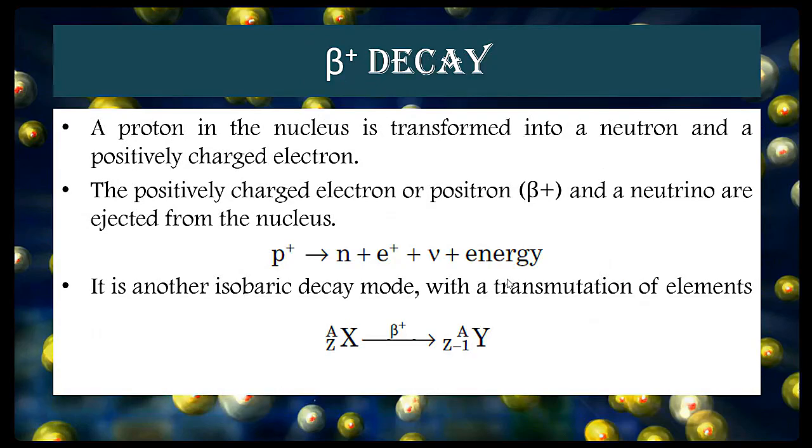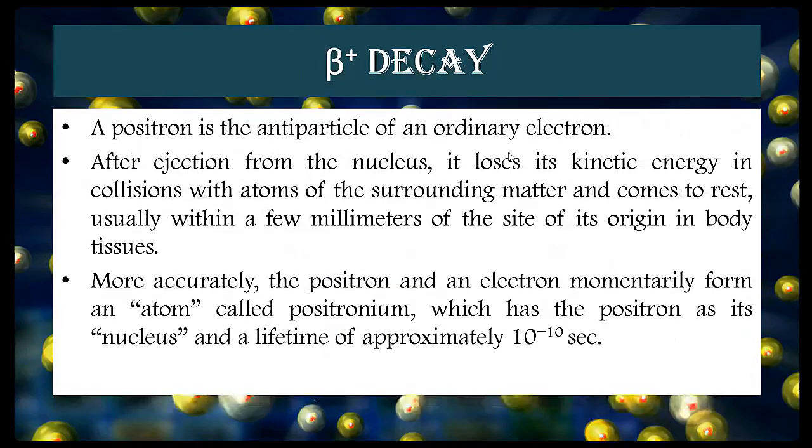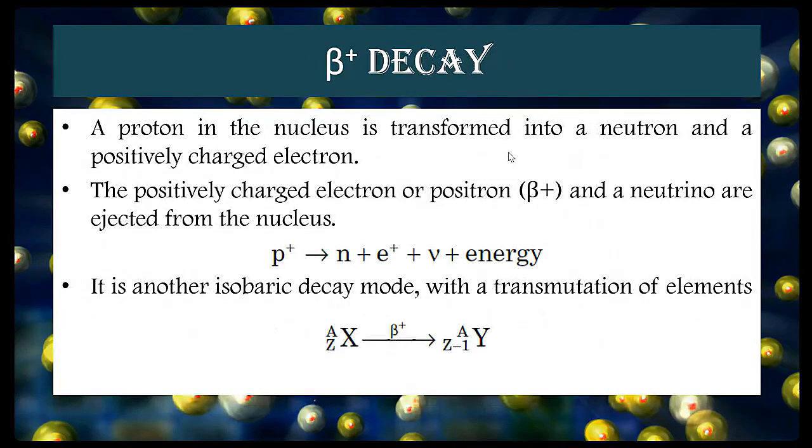Next is beta plus decay. In beta plus decay, a proton in the nucleus is converted into a neutron and a positively charged electron. In beta minus decay, a neutron in the nucleus is converted into a proton and an electron. But in beta plus decay, a proton in the nucleus is converted into a neutron and a positively charged electron, and a neutrino is emitted. The parent nuclei will undergo beta plus decay to get the daughter nuclei. The atomic number is reduced by 1.